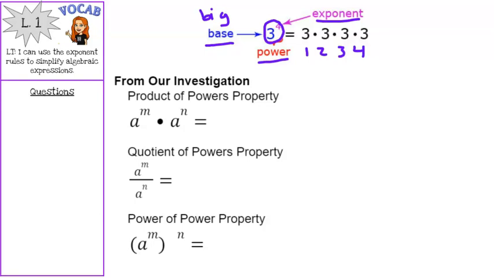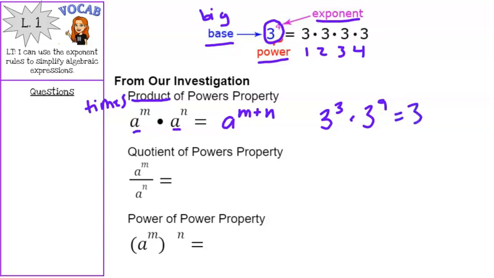From our investigation that we did last class, we have the product of powers property, which says when we multiply, product means times, two powers, as long as they have the same base, same big number, we can add the two exponents. So a real example of this would be 3 to the 3rd power times 3 to the 9th power. We can make that 3 to the 3rd power plus the 9th power. And we can simplify 3 plus 9, which is 12. So it would actually be 3 to the 12th power.